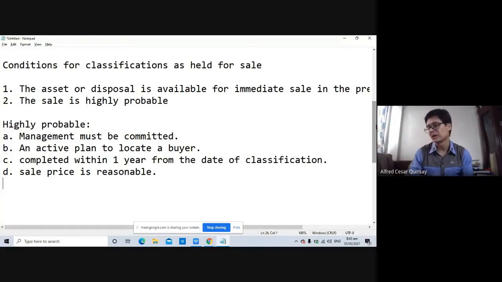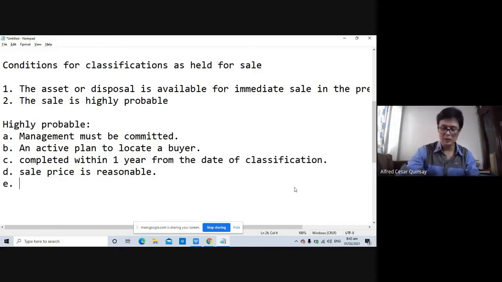Kasi kung ibibenta niya ng masyadong mataas, parang close pa doon sa dati niyang cost, no? Nananaginip sila, no? That is not highly probable. Maraming ganung business eh. Kala mo ginto yung binibenta nilang asset eh. Well, in fact, kumbaga value for value, no?